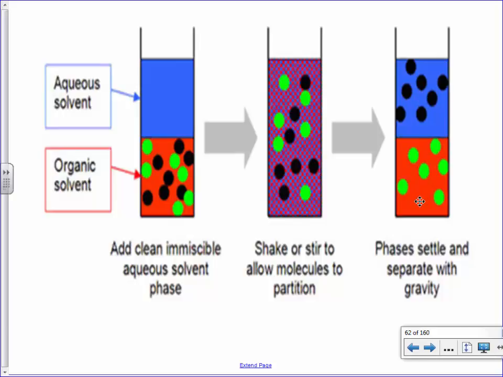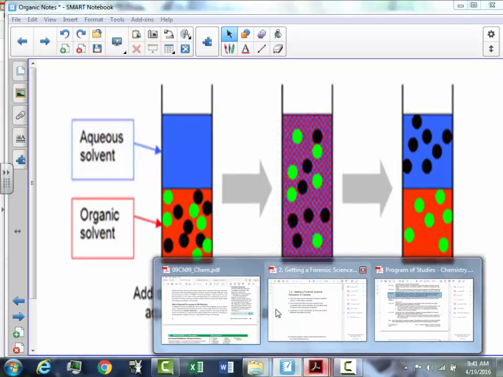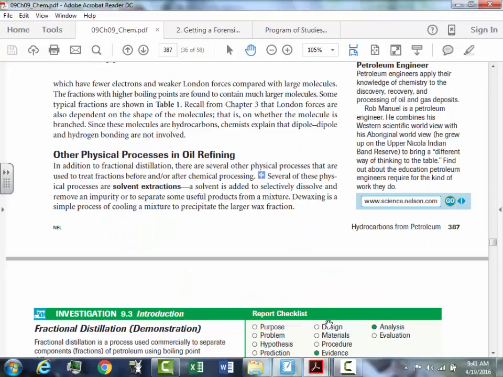There. That took me all of 30 seconds, by the way, to type in solvent extraction and go look for a photo, so that now I have a bit of an idea of what solvent extraction looks like. Because, like I pointed out, this textbook page on solvent extraction, all you have to go with here is that several of these physical processes are solvent extraction. A solvent is added to selectively dissolve and remove an impurity. That's all you got. You know what I mean?